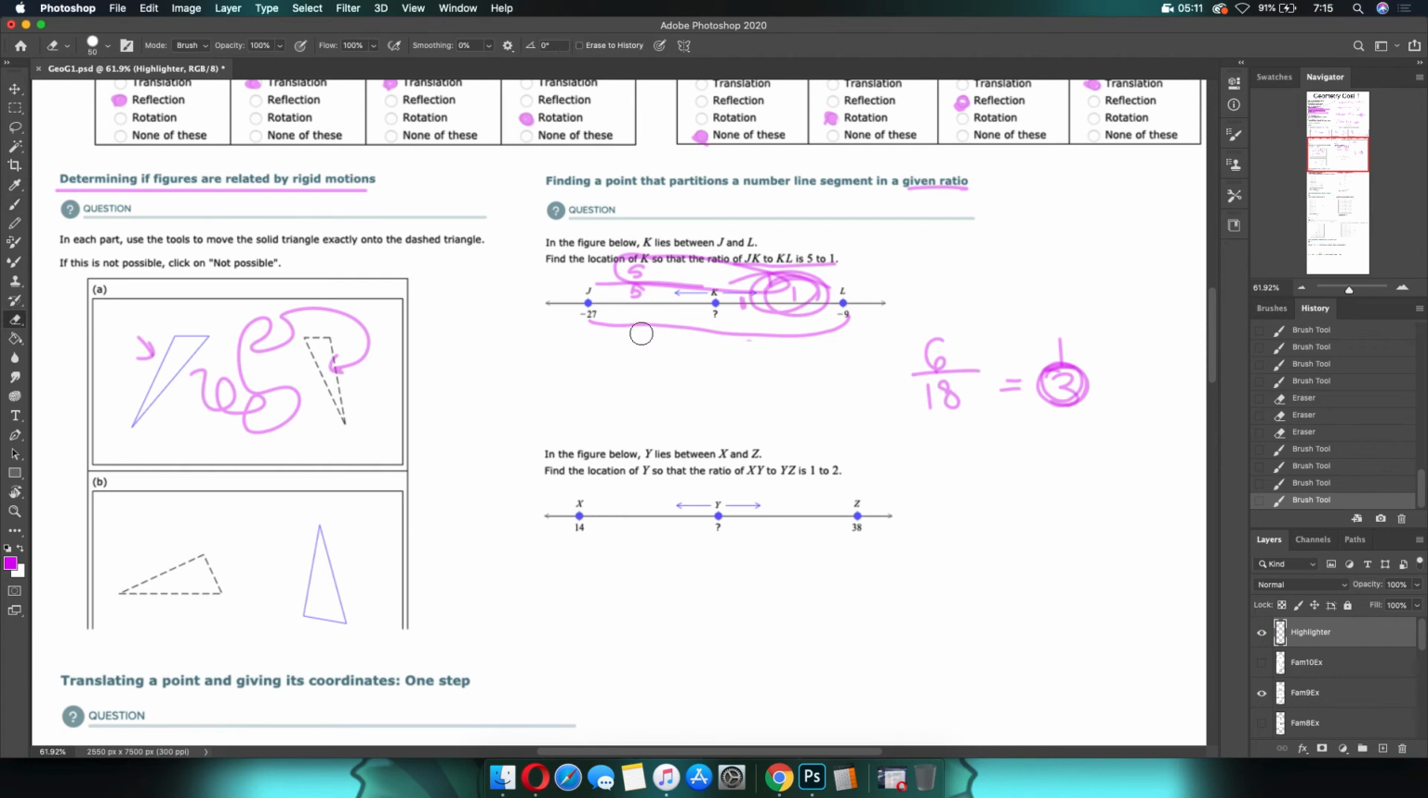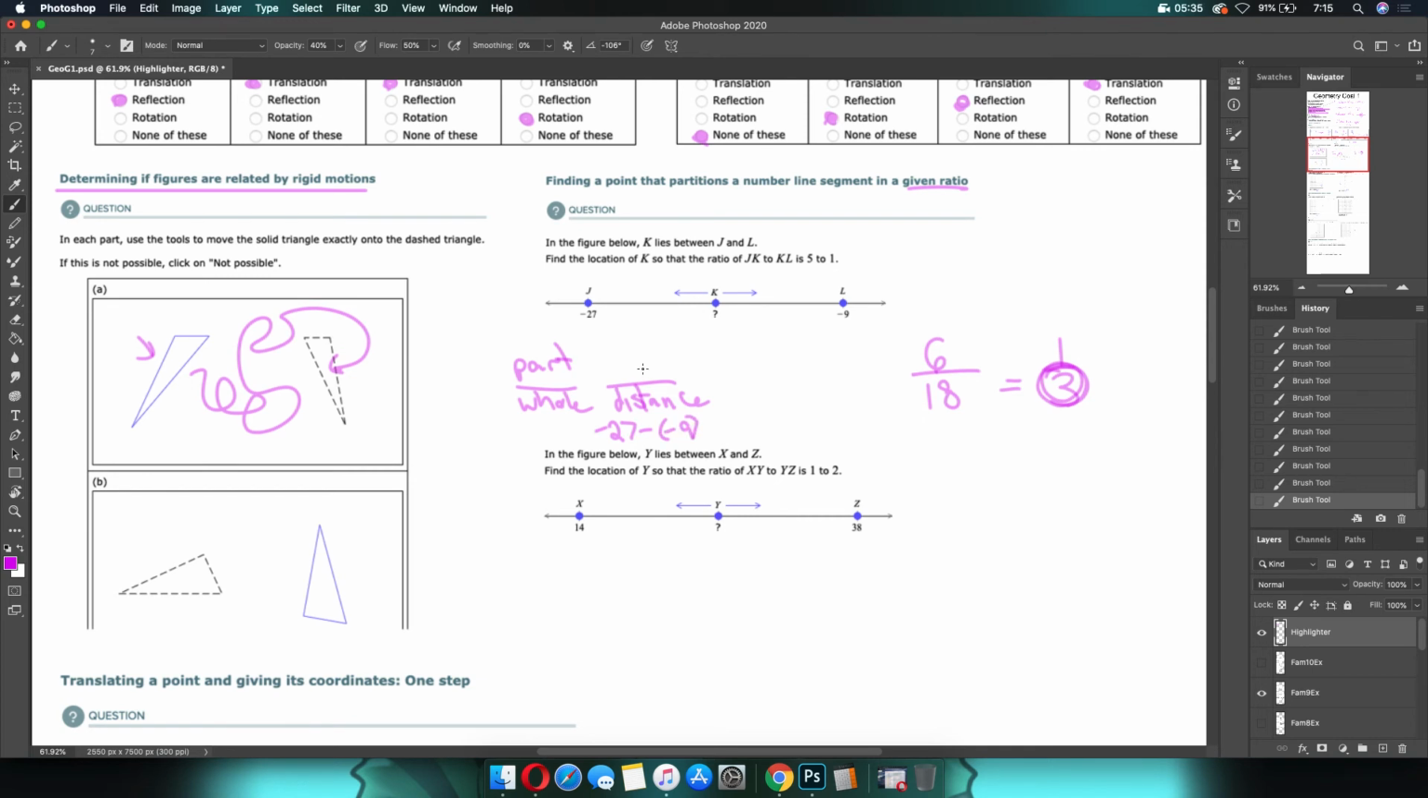Ooh, this is getting messy over here. Let me clear this up a little bit. Here's the thing that you're pointing out. So let's recap what we did, because it was a little bit messy as I was stumbling my way through. We need our part to whole. So that means we need our distance, which was negative 27 minus negative 9, and then we just made it positive. And then our part is, what do I call it? We'll say our total ratio, which in this case was 5 plus 1. That's what we ended up getting, the 6/18, which gets to 1/3.